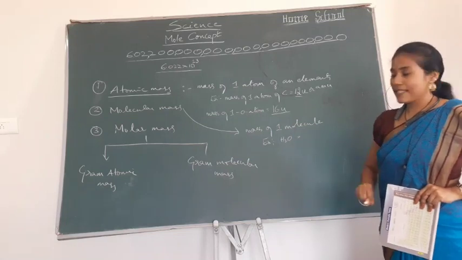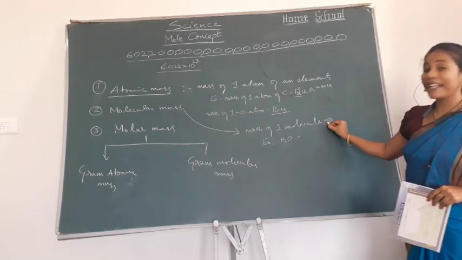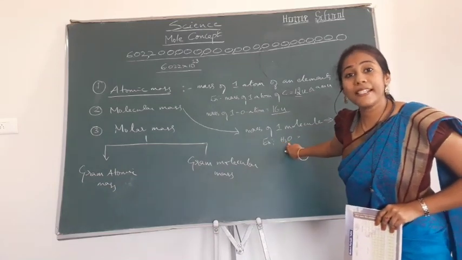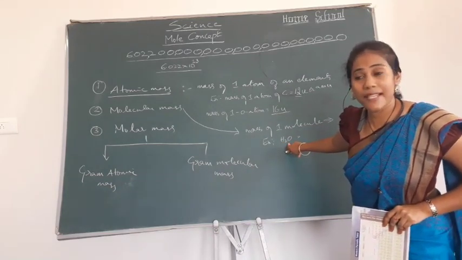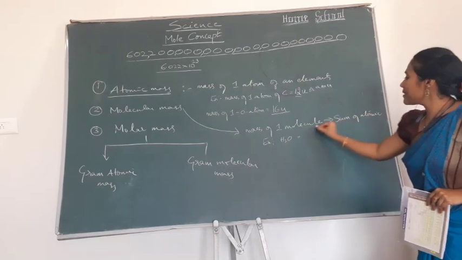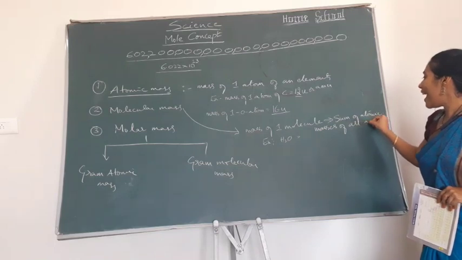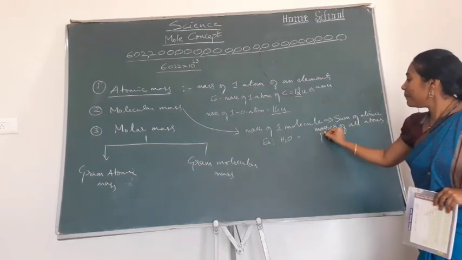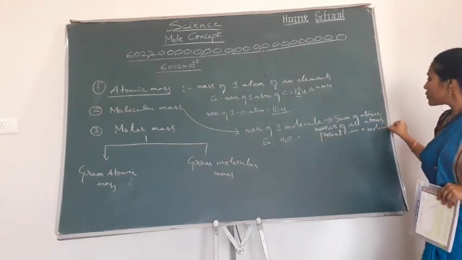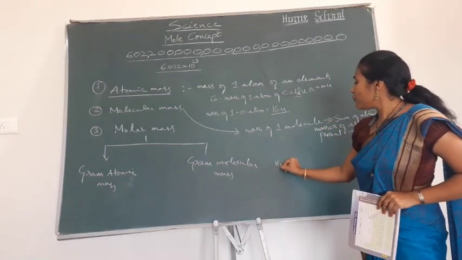So what is its mass? How do you calculate its mass? Its mass is always calculated by taking the sum of the atomic masses of the elements present in a molecule. How do you calculate molecular mass, guys? Sum of atomic masses of all atoms present in a molecule. So this is how you can calculate molecular mass. Now let us calculate for water.